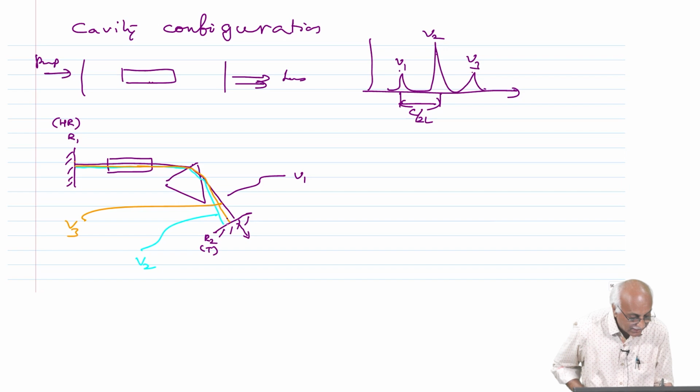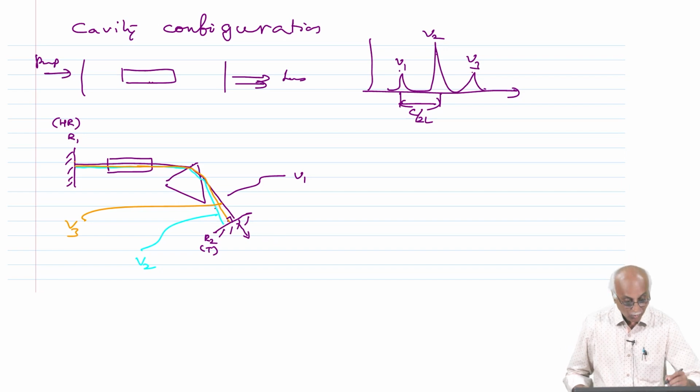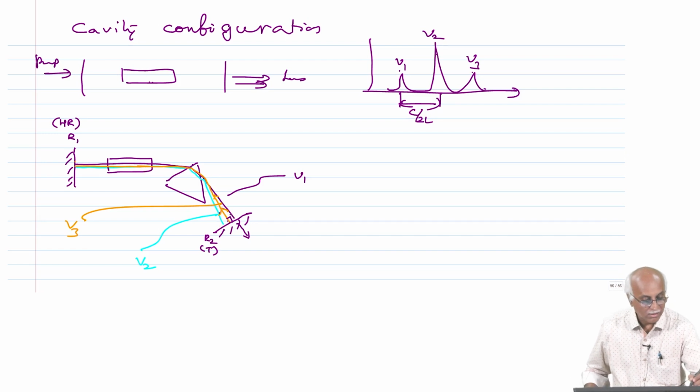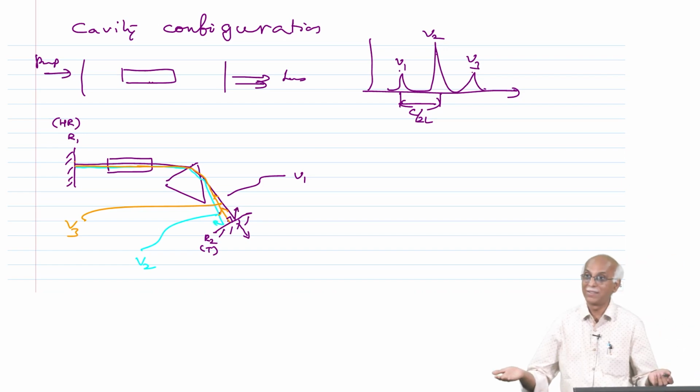If this mirror is exactly at 90 degrees to the beam, what will happen? Only that light which is reflecting back will reflect back in this cavity, while all other light will reflect somewhere this way or that way. It will not return back to the cavity.